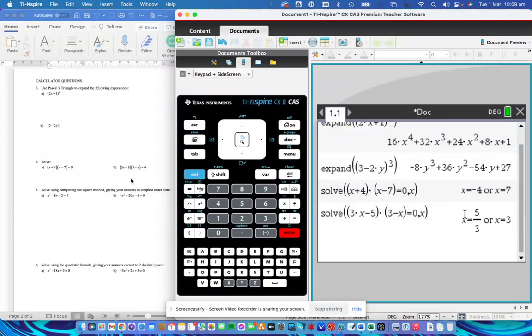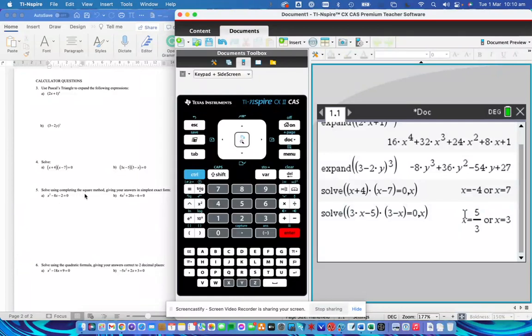Probably a slightly more useful time to use your calculator would be if it was like 3x minus 5, 3 minus x equals 5 or something other than 0, because then, if you're doing this by hand, you'd have to expand everything, take the 5 over to the left-hand side, come up with a new expression and solve for it, whereas with the calculator, you can just plug it in straight away and go for it. So it's kind of useful from that perspective.